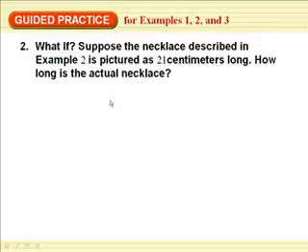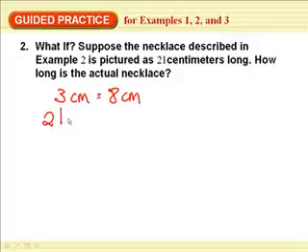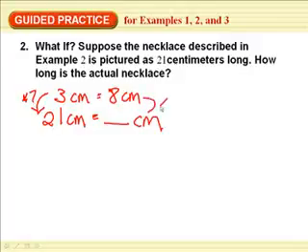Suppose the necklace described in example 2 is pictured as 21 centimeters long. How long is the actual necklace? So we go back to the 3 centimeters equals 8 centimeters. And they said it's 21 now. So what would this one be? It's easy if you know your facts. 3 times 7 is 21. So over here I would take this times 7. So it would be 56.